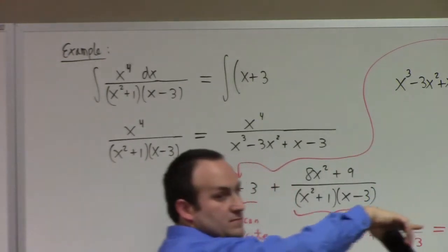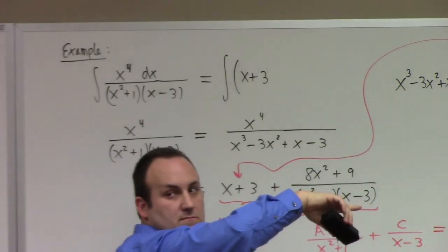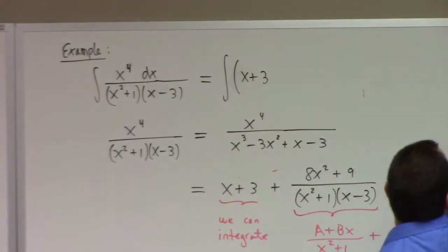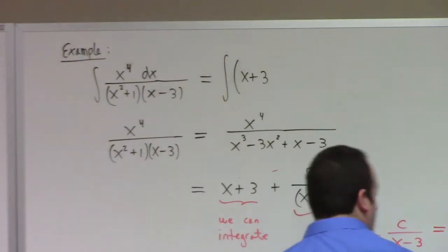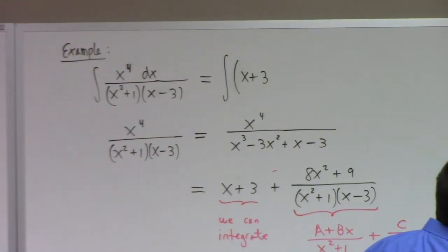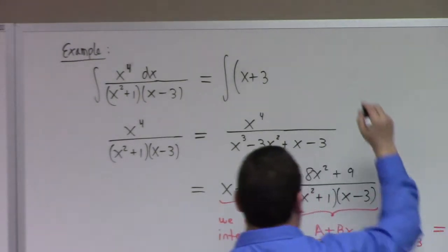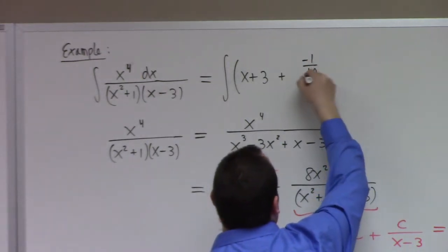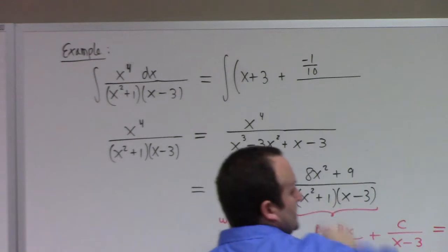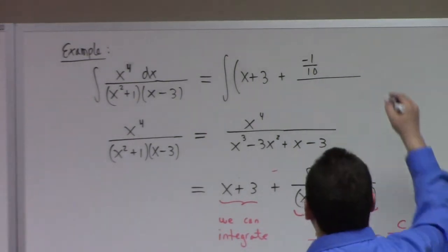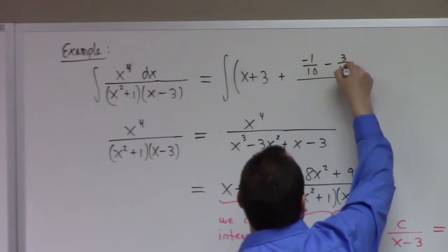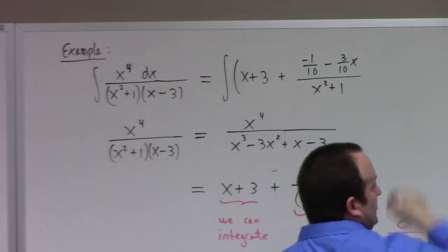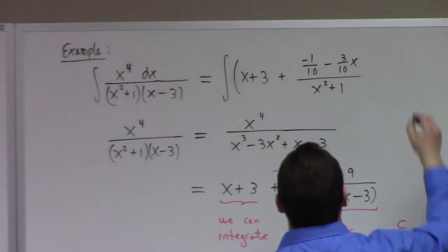Any questions about the long division? We can do more if the question is about more. X plus 3. What was A? Minus 1/10. All right. And then B was what? Minus 3/10. I see I could have factored a 10th out there, huh? Oh well, too late. And then C was what? C was 81/10.